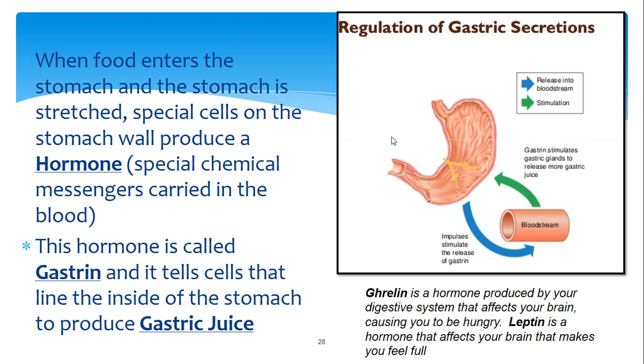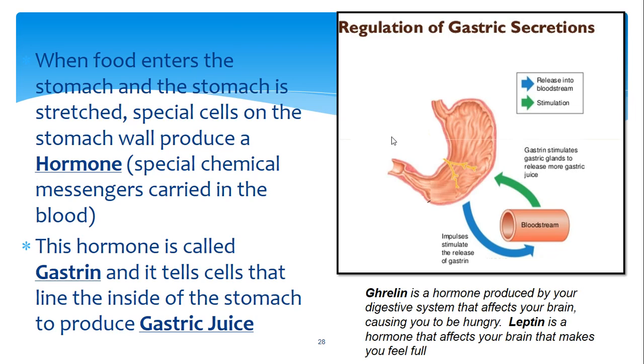When your stomach gets stretched, a hormone is secreted by your stomach. It goes out into the bloodstream, and it travels a very short distance to other cells in your stomach, and it tells those cells to secrete what's called gastric juice. Gastric juice is made up of a number of different things: acid, mucus, and this stuff called pepsin, which we'll talk about in a second.